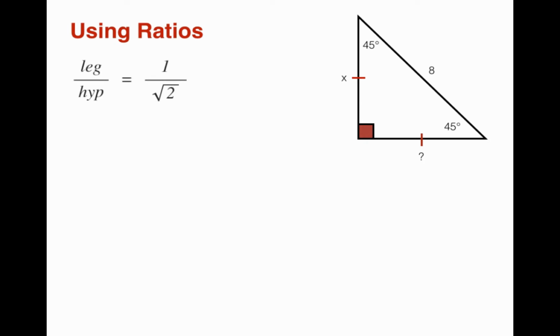Now I know from my ratios that when I'm talking about a 45-45-90, the leg divided by the hypotenuse must be 1 over the square root of 2. That's an equation that's always true for 45-45-90 right triangles. So that means that x over 8 must equal 1 over the square root of 2. Now I cross multiply. That means that x must equal 8 over the square root of 2. And that is the correct answer.